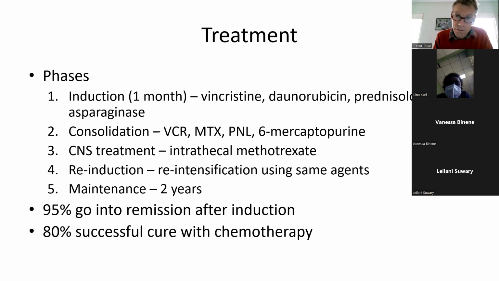And remember I said that leukemia can sometimes involve the central nervous system and also the testis. So these children receive intrathecal methotrexate, that is, methotrexate injected through a lumbar puncture, and they'll need several doses of that, usually about 4 doses early on in their treatment. And then after their consolidation phase, they often get a reinduction, which is re-intensification using the same agents, vincristine, daunorubicin, prednisolone, and asparaginase. And then they go on to maintenance therapy, which lasts 2 years.